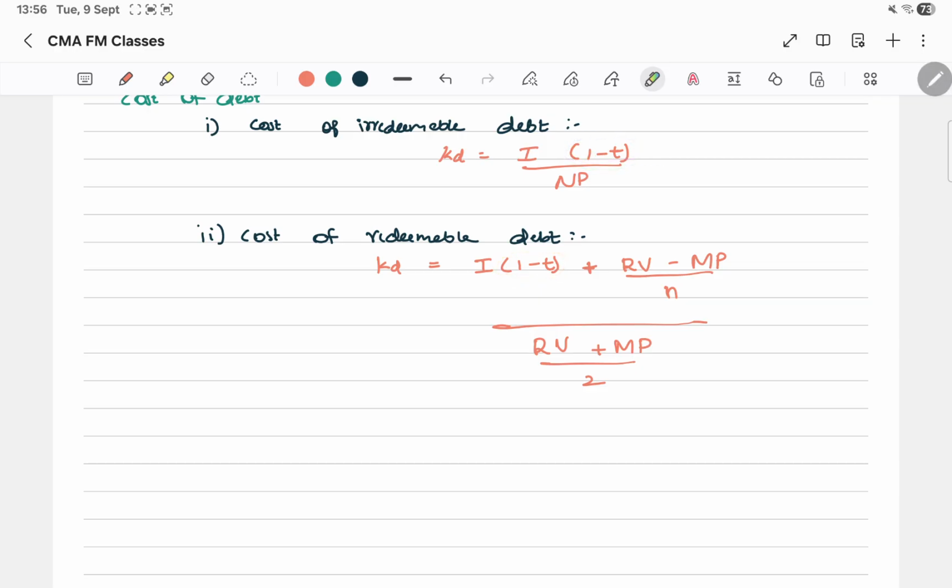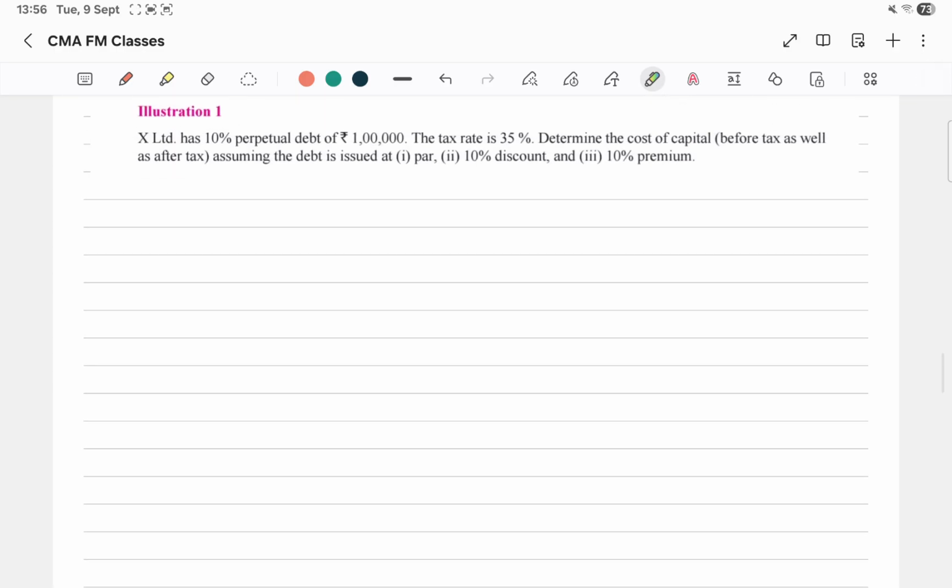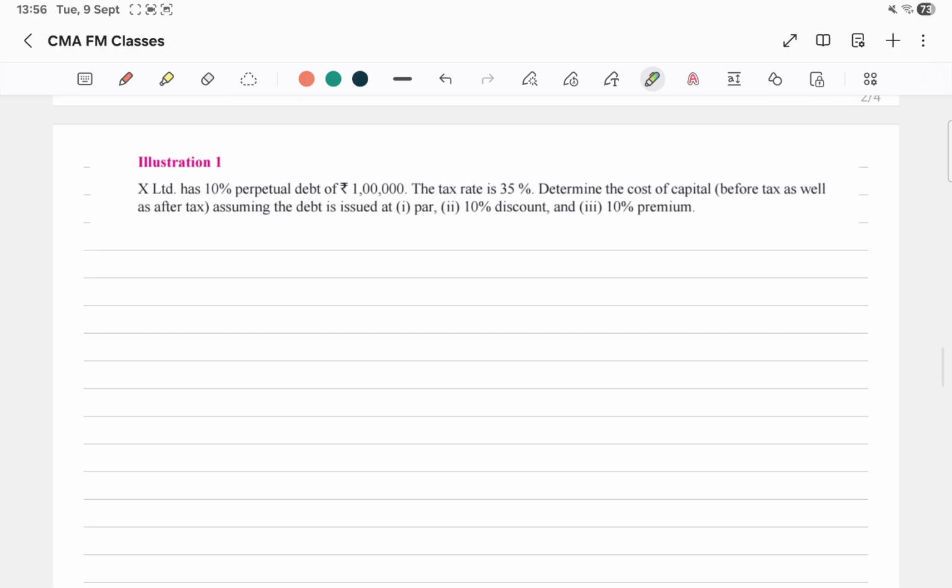Fine. We will get back to illustration number 1. It is a very small illustration. X Limited has 10% perpetual debt of rupees 1 lakh. So I is equal to 1 lakh into 10%, that is 10,000. We have got I.